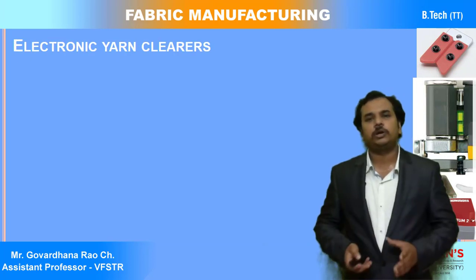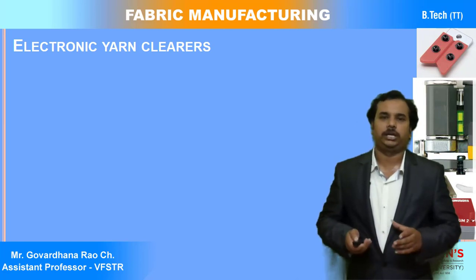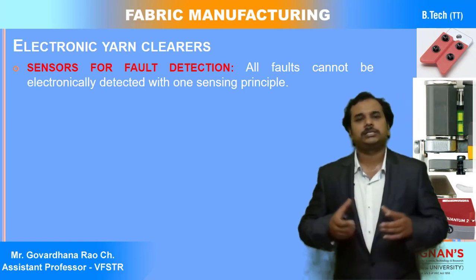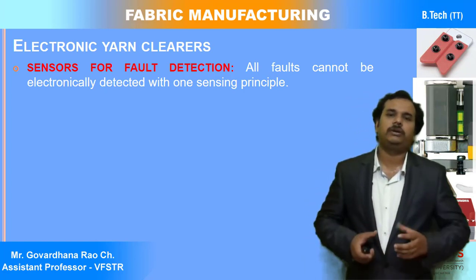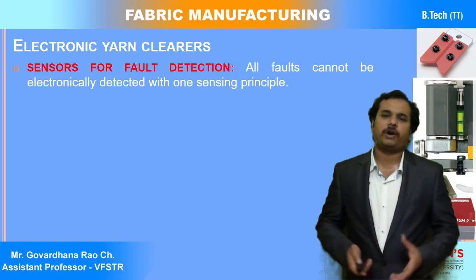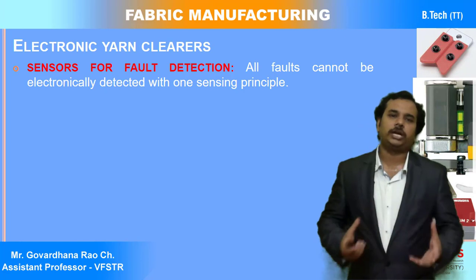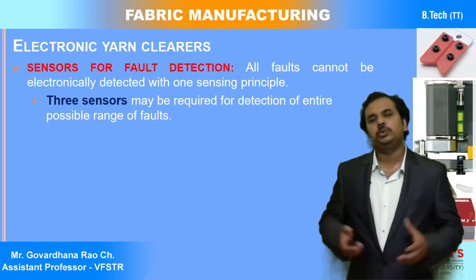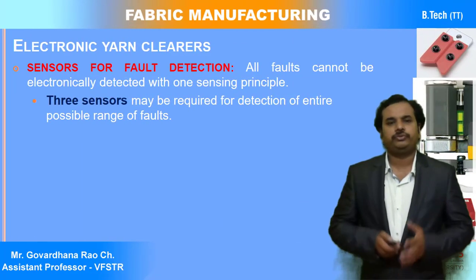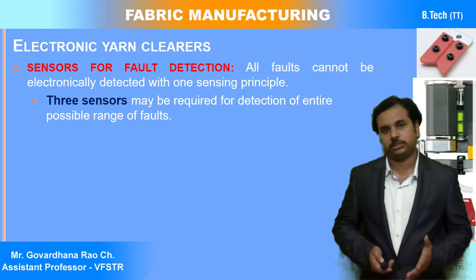Now we will move on to the second category, the electronic type of yarn clearers. What exactly the electronic type of yarn clearer is: sensors for fault detection. Nothing but we are going to use a sensor to detect the yarn fault. All the faults cannot be electronically detected with one sensing principle, so that is why we are using different types of sensing systems. Here three sensors may be required for the detection of all possible faults.